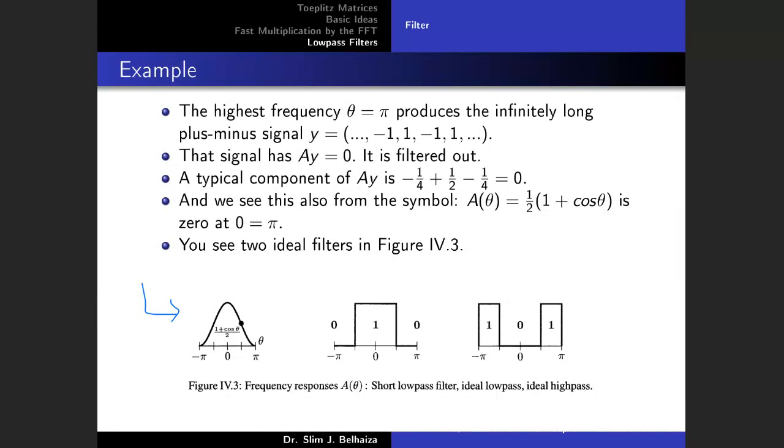The highest frequency, theta equals pi, produces the infinitely long plus-minus signal, which is given by minus 1, 1, minus 1, 1. And that signal has Ay equals 0. It is filtered out. A typical component of Ay is given by minus 1 over 4 plus half minus 1 over 4 equals 0. We see this also from the symbol A(theta), which is equal to half of 1 plus cosine theta, which is equal to 0 at theta equals pi. And you see the ideal filters represented.